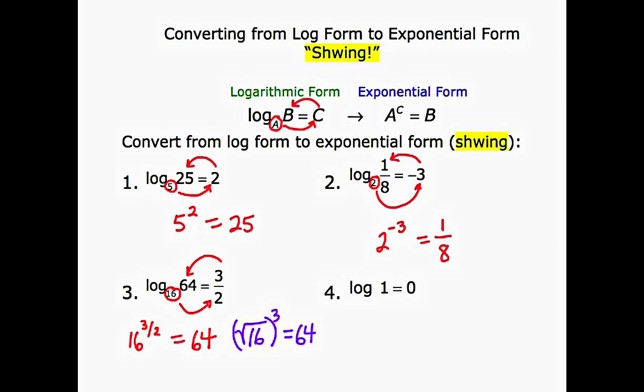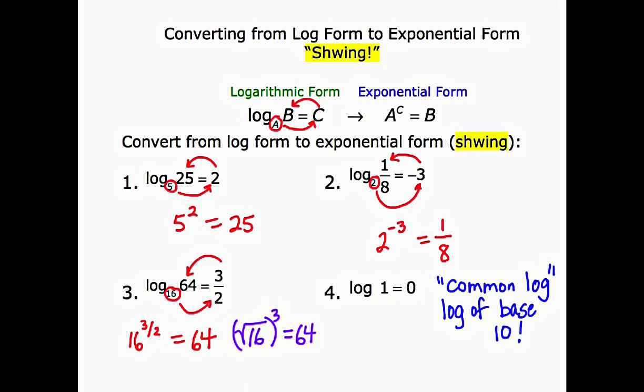Let's take a look at number 4, our last example of swinging. Immediately, something strikes me as being a little bit different, and that is there's no little base given to us. Well, it just so happens that in this case, when there's no base given, there is an assumed base of 10. This is known as a common log. A common log is a log of base 10.